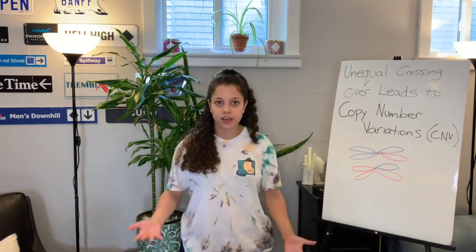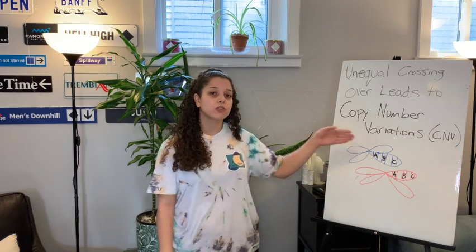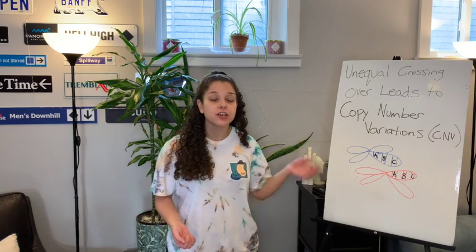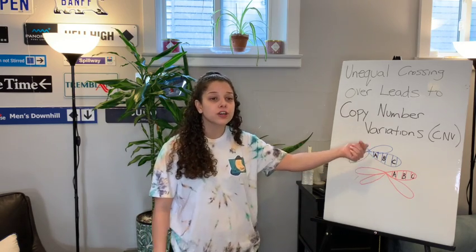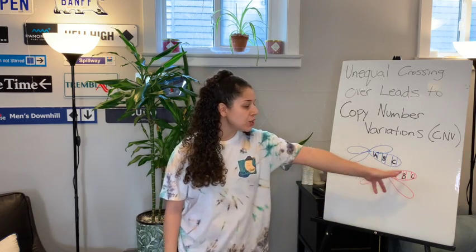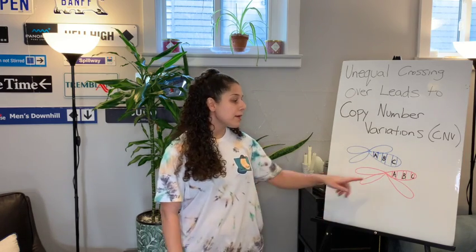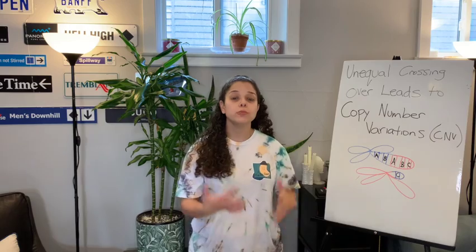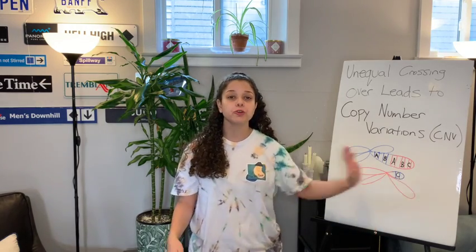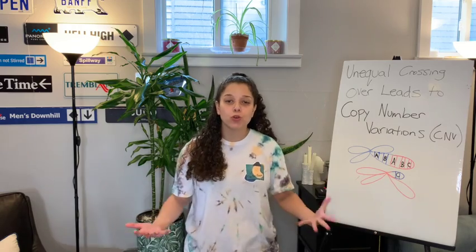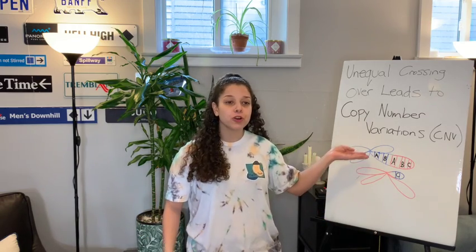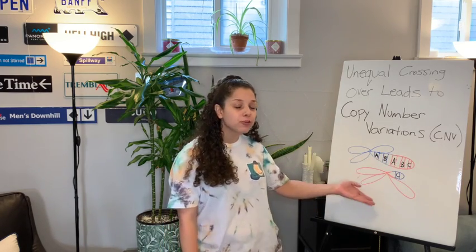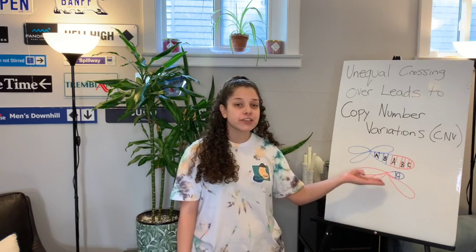So let's see what that looks like. Here we can see an example of the chromosomes not properly aligned as they start to undergo recombination. When they do their crossing over, this chromosome is going to get a huge chunk of the red chromosome, and the red chromosome is only going to get a small portion of the blue chromosome. Because the chromosomes weren't properly aligned, there's an unequal crossing over. Here, this blue chromosome received the A, B, and C genes from the red chromosome, but the red chromosome only received the C gene from the blue chromosome.